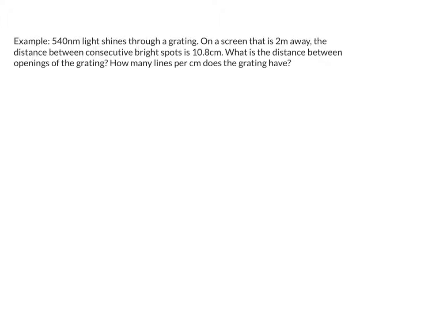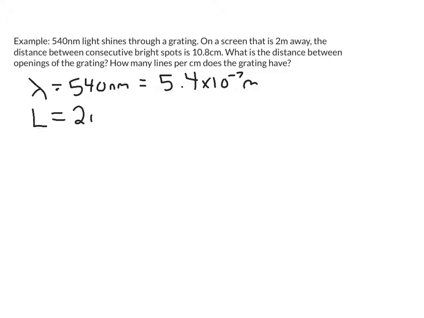Sort of a standard example, we've got a wavelength shining through a grating. A screen is given and the distance between consecutive bright spots is given. We interpret all that. The wavelength is 540 nanometers, which is the same as 5.4 times 10 to the negative 7 meters. The screen is 2 meters away, that's our L value. Consecutive bright spots are 10.8 centimeters apart. That's an n equals 1, and when we put that y value in meters, it's 0.108. Since it's consecutive, that makes it a little bit easier.